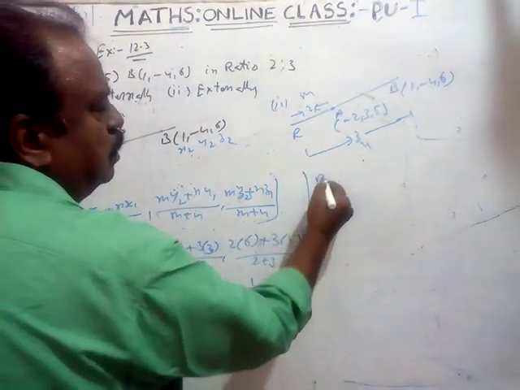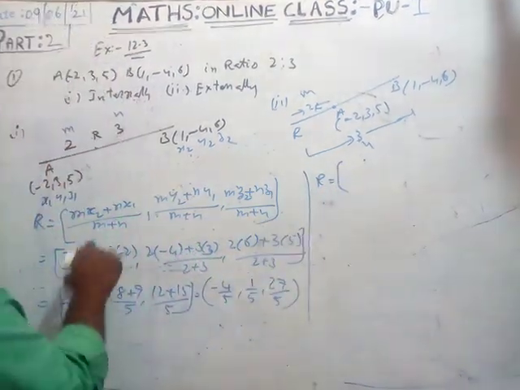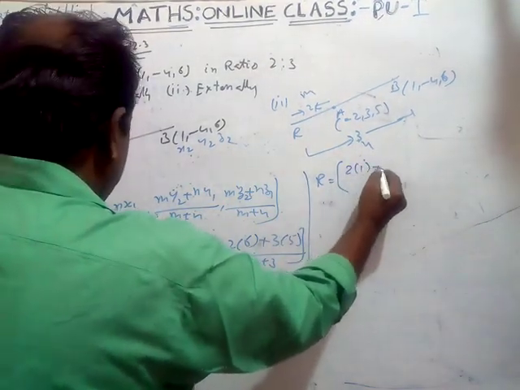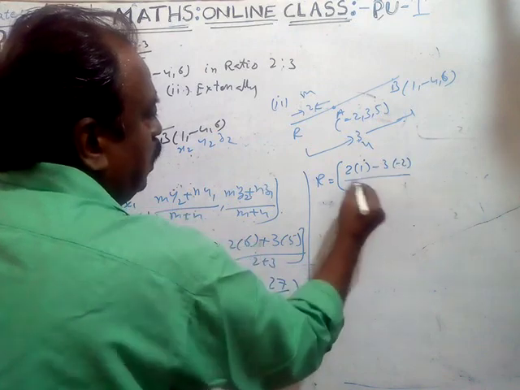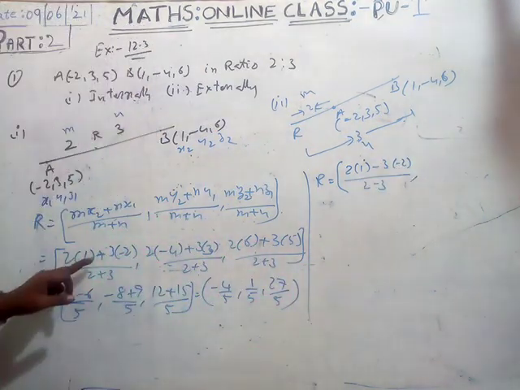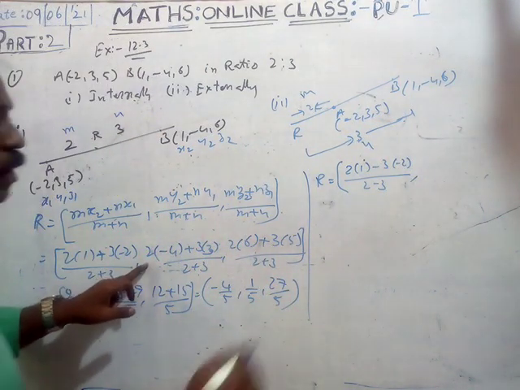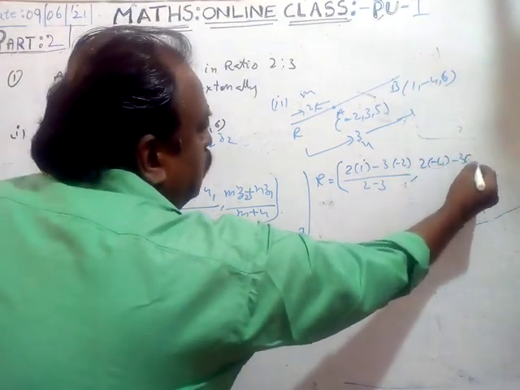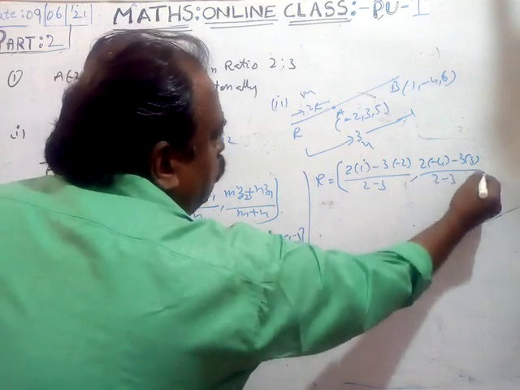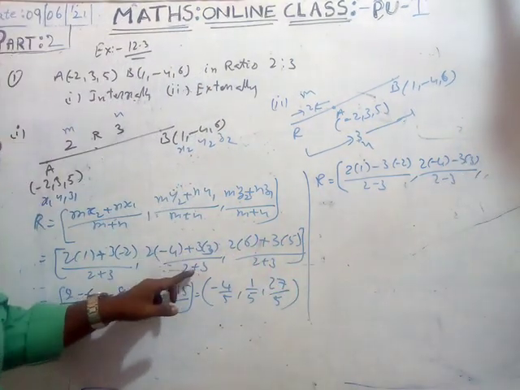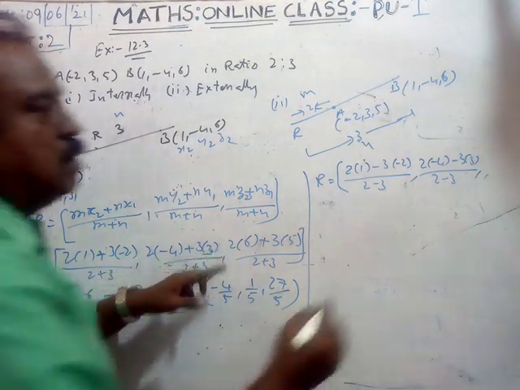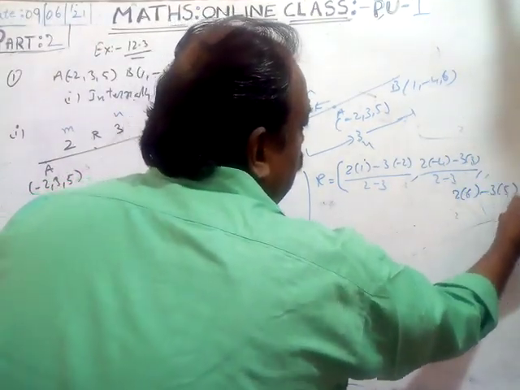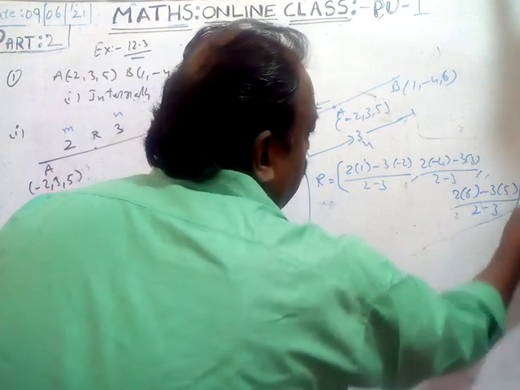Blindly we can write the formula. R is equal to 2 into 1 minus 3 into minus 2 by 2 minus 3. Here it is 2 of minus 4 minus 3 into 3 by 2 minus 3. Yes, okay, here minus and here minus. Here also it is 2 into 6 minus 3 into 5 by 2 minus 3.